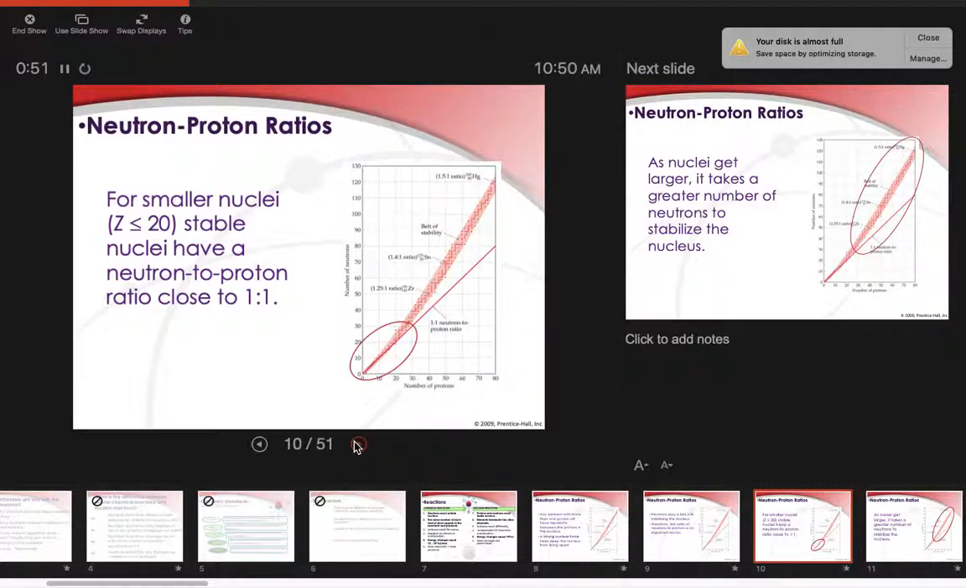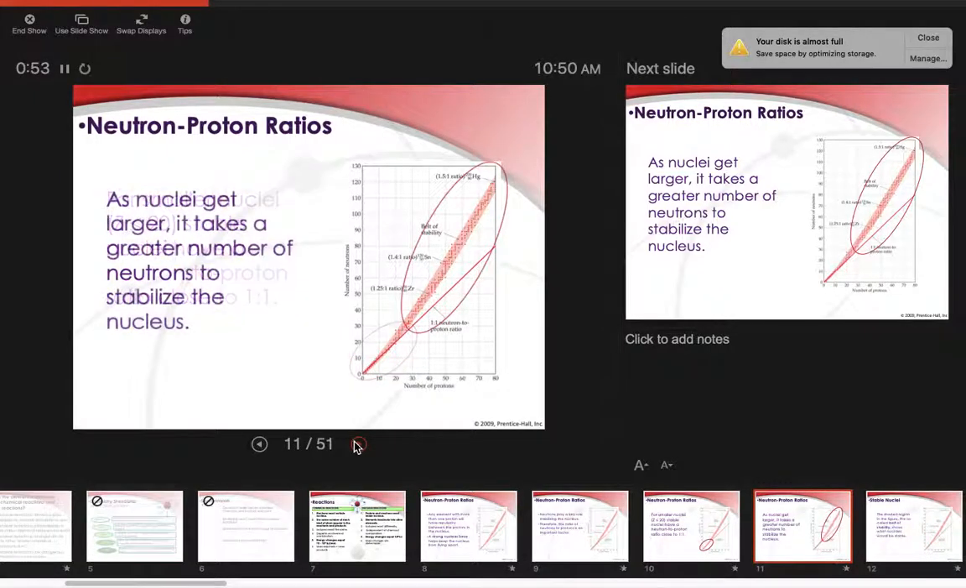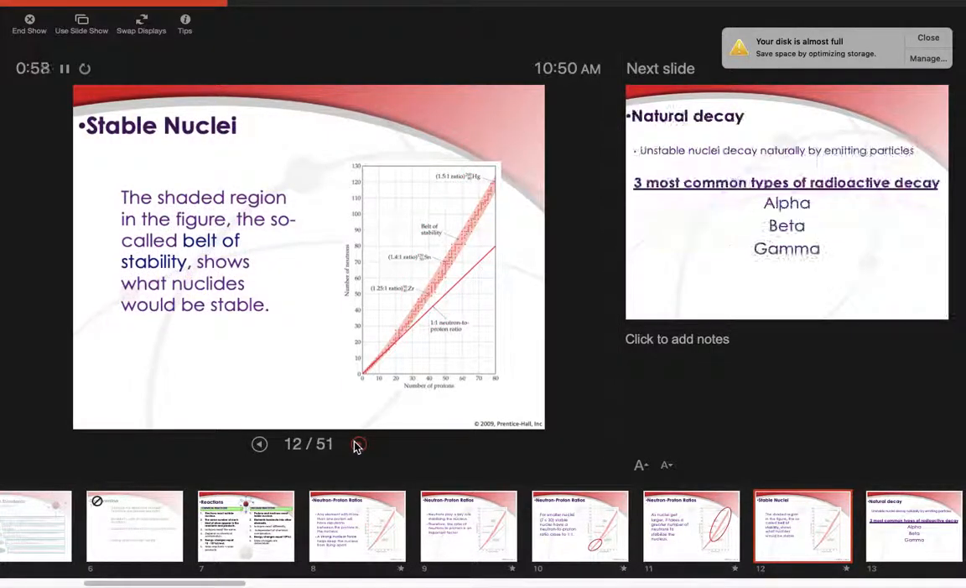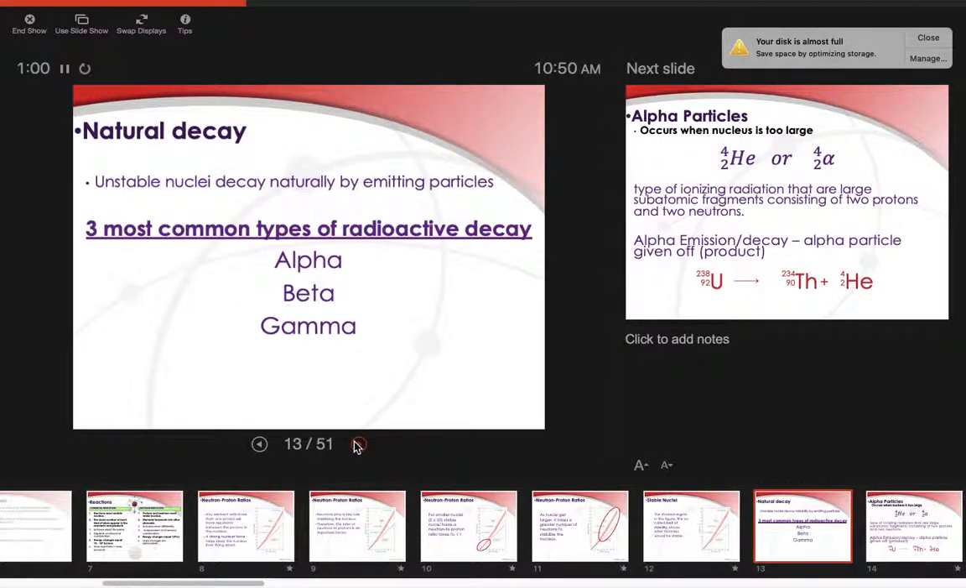When they're smaller elements, they like a 1-to-1 ratio. As you get to larger elements, it takes more and more neutrons to make it stable. And when they're not stable, they decay naturally by emitting particles. So the most common types of radioactive decay are alpha, beta, and gamma.